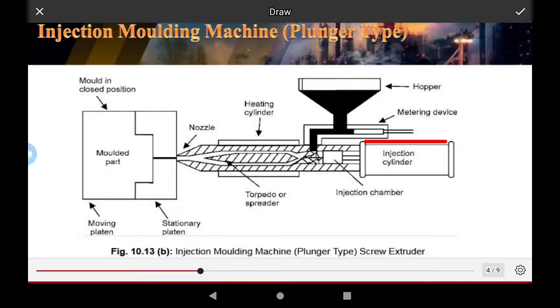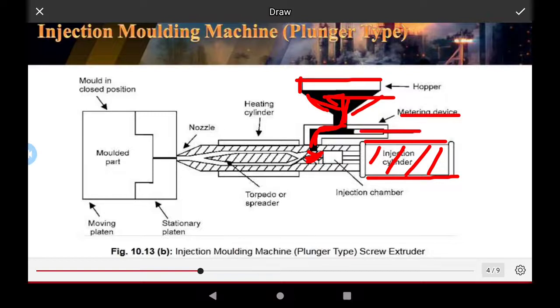This is the injection cylinder. It consists of high pressure generated by hydraulic pressure. This is the hopper, which collects the organic polymer powder. The liquid material is injected into the cylinder, and the metering device is used by the operator to control the amount fed into the cylinder.